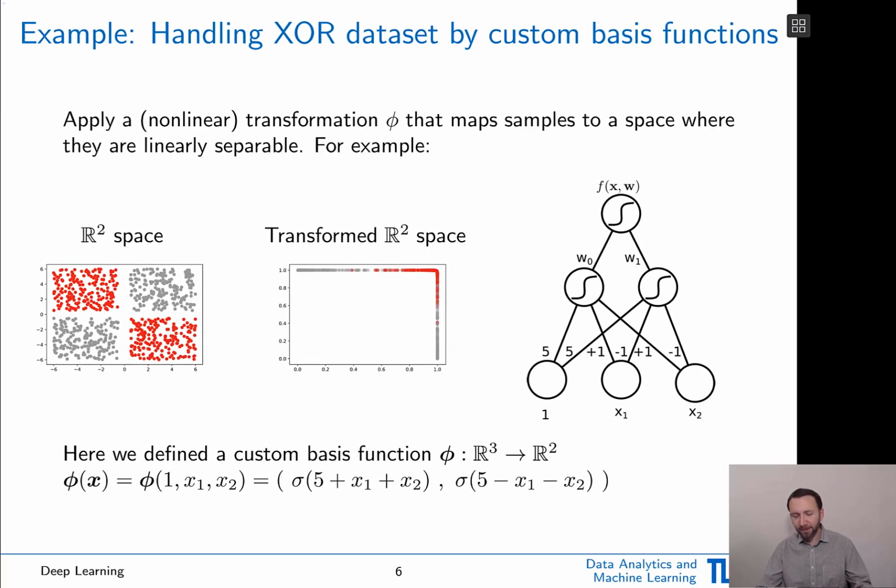And not surprisingly, doing this, we can handle more complex scenarios. We can handle now, for example, this XOR dataset also with a logistic regression model. And how? By picking these basis functions. So here we have a specific example. Let's say we pick this kind of basis function. So this one basis function, 5 plus first feature plus second feature. Okay. And then we have a second basis function, which is 5 minus one feature and the other feature.